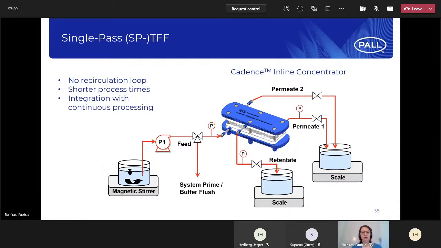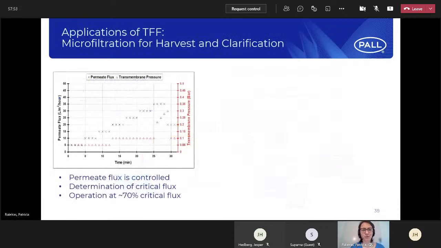And you might think, but what's the point of that? Well, the point is that if you have molecules that are very shear sensitive, then it will be good to avoid them having this recirculation loop the whole time. So just one passage, and you have your process done. Retentate to one side, permeate to the other. And it also allows integration with continuous processing. This subject could fill another entire hour, so I will shut up for now about single pass TFF and go forward to microfiltration that you can use for harvest and clarification.